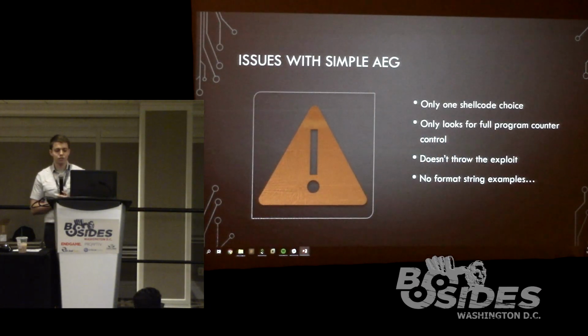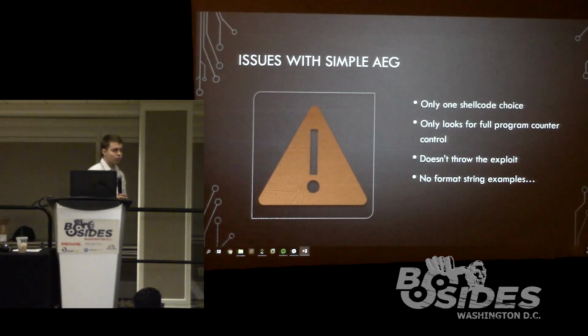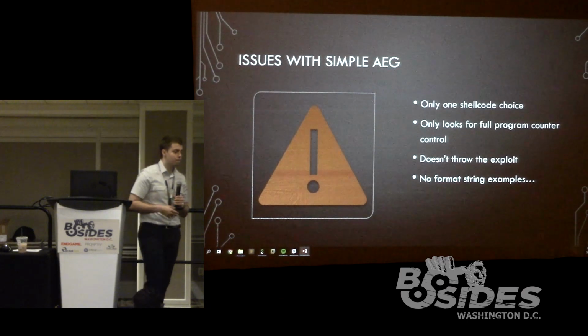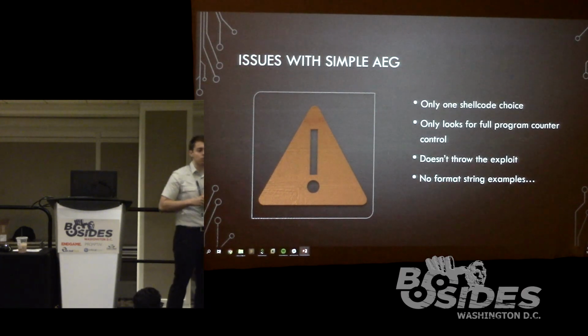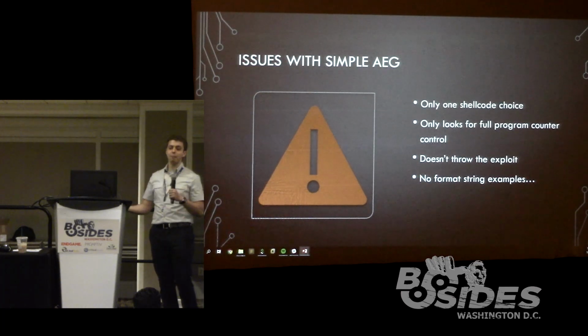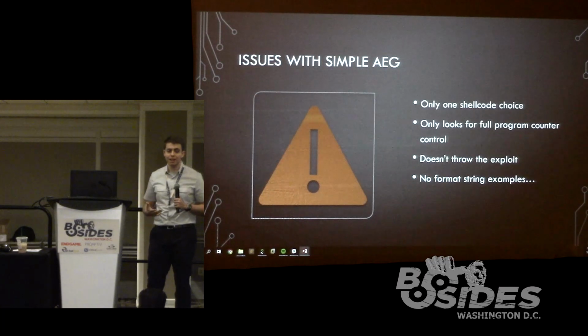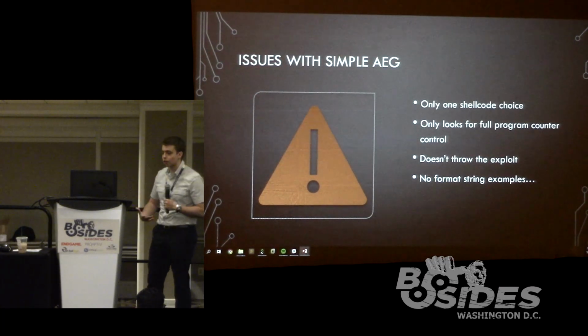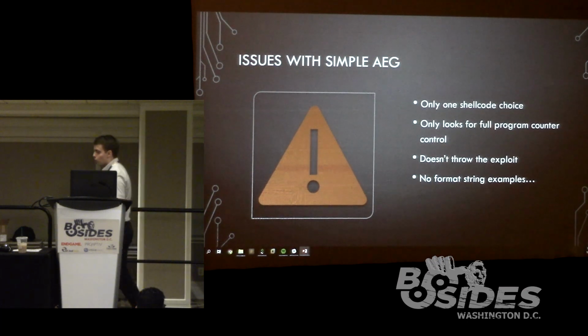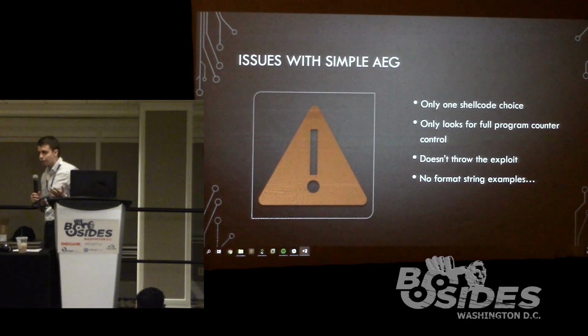Here I was talking about the issues on the next page. Cool. All right, one shellcode choice. What if your one shellcode doesn't work? What if they're blocking syscalls, or you're in a sandbox, or they're using ptrace, or any modern techniques at trying to mitigate that stuff? You need a way to overcome those techniques, maybe try multiple shellcodes or try and run encoders on your shellcode. And what if you don't have full control over the program counter?